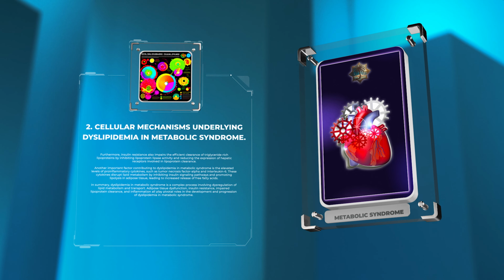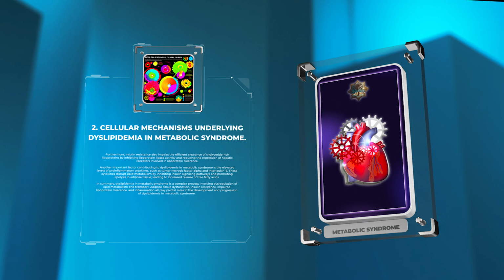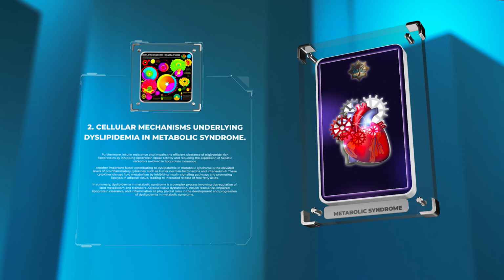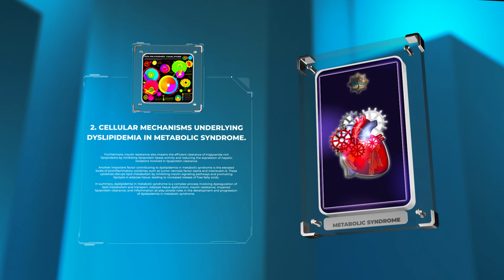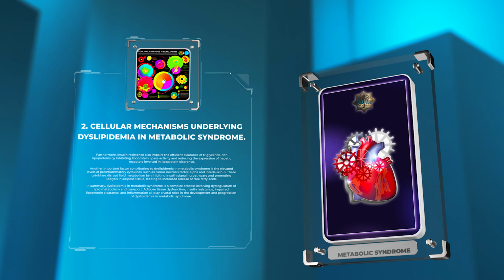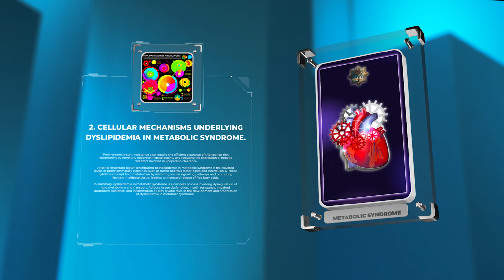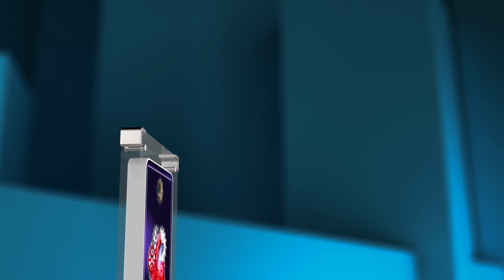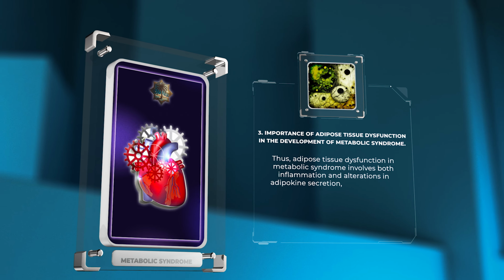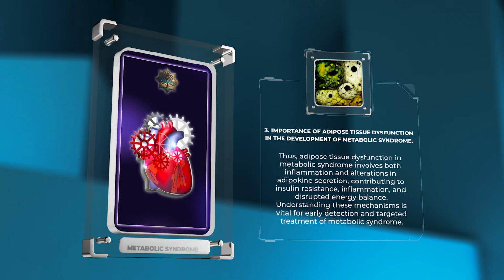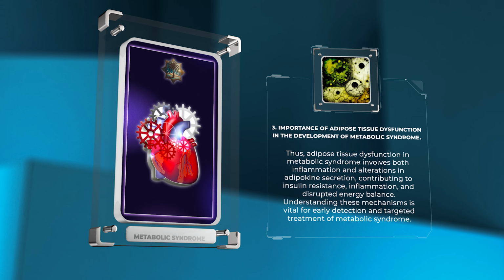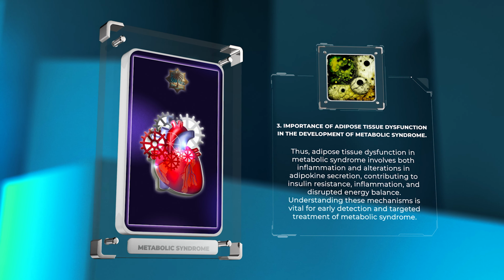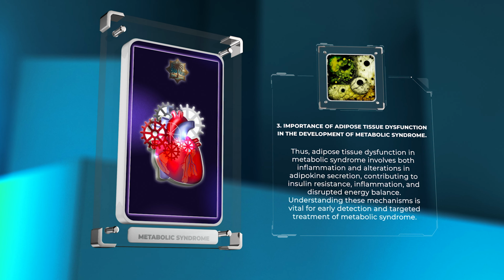In summary, dyslipidemia in metabolic syndrome is a complex process involving dysregulation of lipid metabolism and transport. Adipose tissue dysfunction, insulin resistance, impaired lipoprotein clearance, and inflammation all play pivotal roles in the development and progression of dyslipidemia in metabolic syndrome. Thus, adipose tissue dysfunction in metabolic syndrome involves both inflammation and alterations in adipokine secretion, contributing to insulin resistance, inflammation, and disrupted energy balance. Understanding these mechanisms is vital for early detection and targeted treatment of metabolic syndrome.